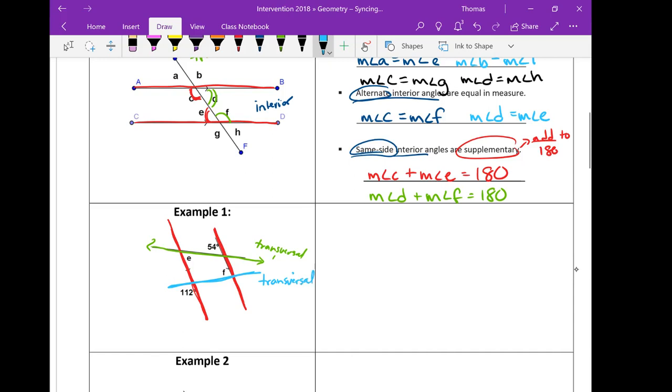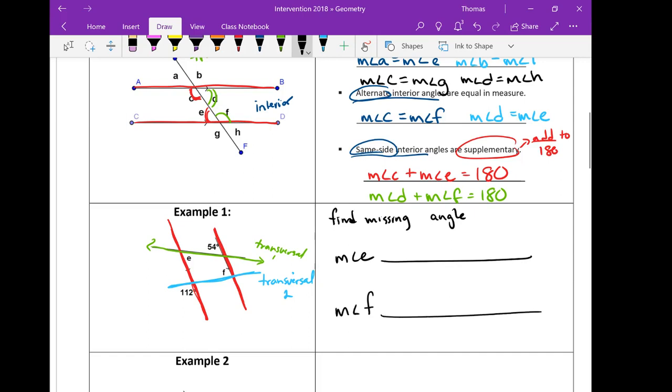So here we see there's two different transversals, so we can use these relationships a couple different ways. So looking at our first transversal, the green one, it didn't label it here, but it wants us to find the missing angles. So it looks like we need to find the measure of angle E, and we need to find the measure of angle F. So those are the two things we're looking for.